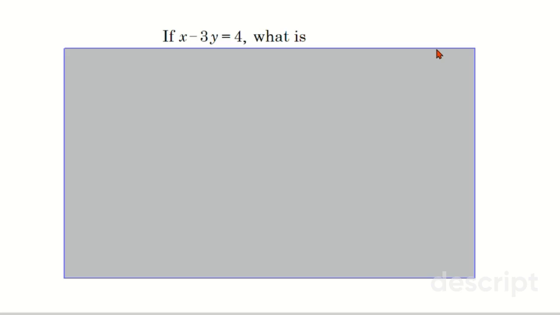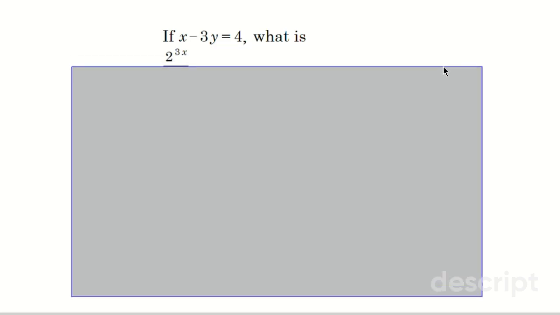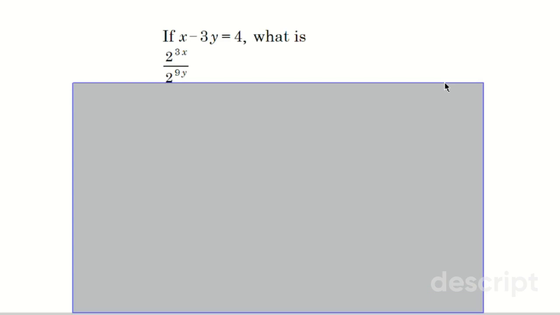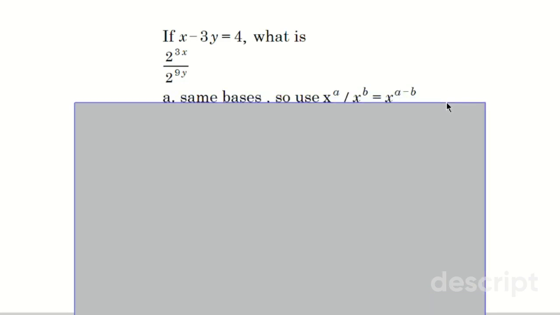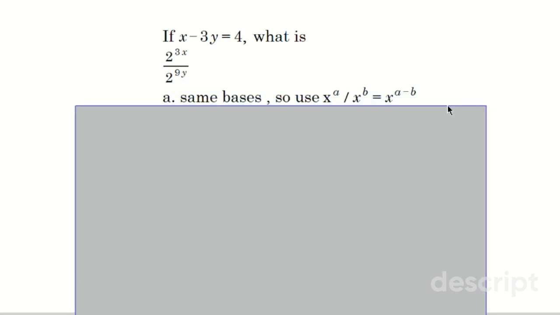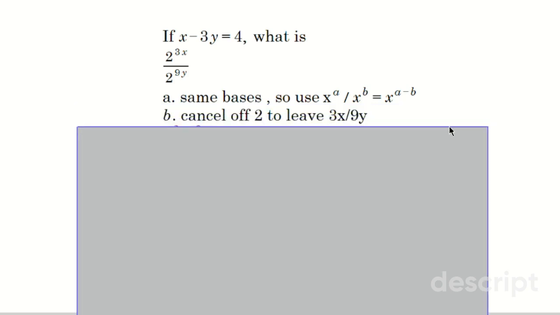If x minus 3y is 4, what is 2 to the 3x divided by 2 to the 9y? Let's do this together. Same base, so use x to the a over x to the b equals x to the a minus b, or cancel off 2 to leave 3x over 9y.